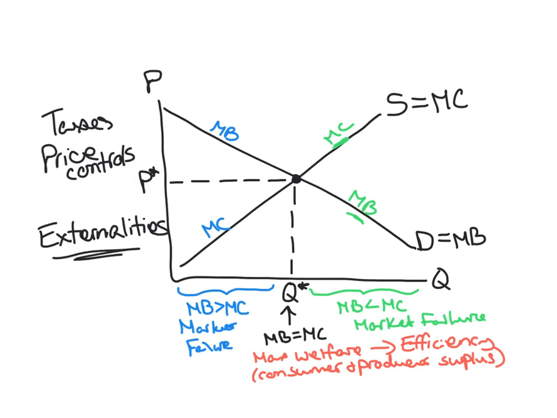And then we'll consider how we might actually use government policy, such as taxation, to correct the market failure caused by externalities.